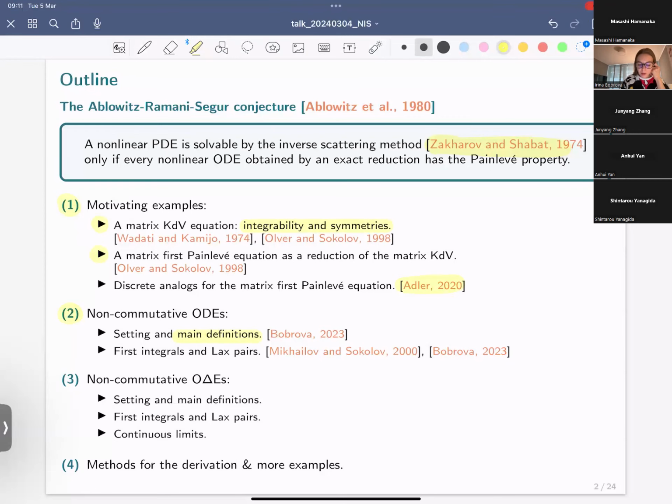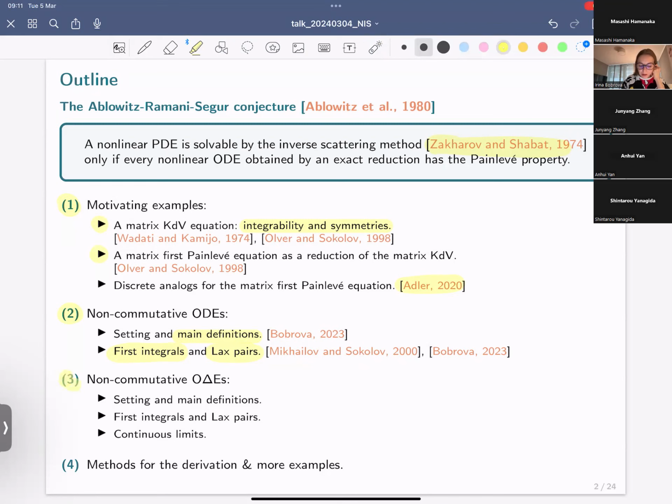And in order to study non-commutative ODEs, I will present two tools. The first one is first integrals for the ODEs, and the second one is Lax pairs. And the first integrals part is based on the paper by Mikhailov and Sokolov, where they have studied non-abelian ODEs on a free associative algebra.